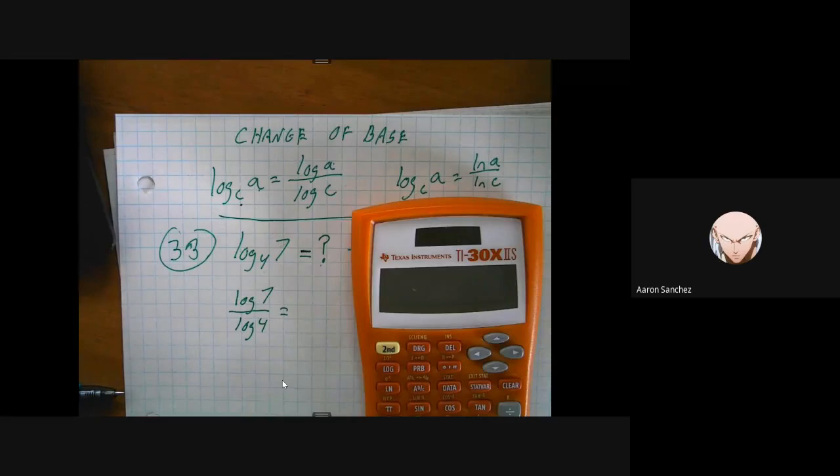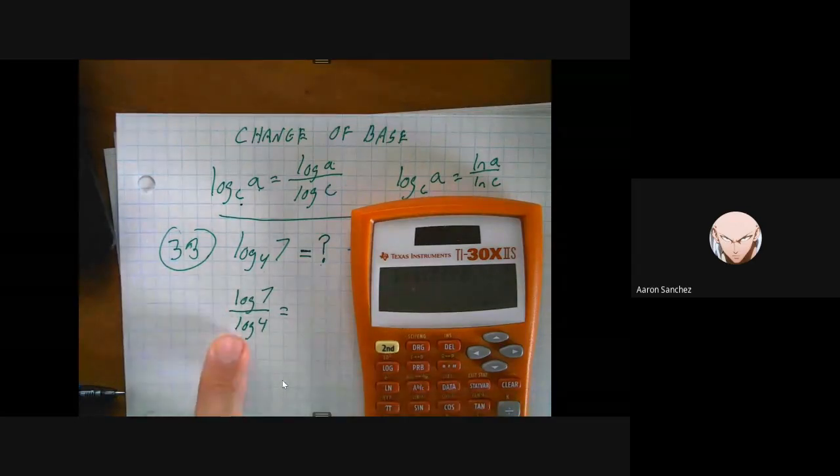Just put the 7 on top, numerator, 4 on the bottom, denominator, and you just go calculate it. Log base 10, 7. Hit log 7. Hopefully you can see that. Divided by log 4. And what does that equal?